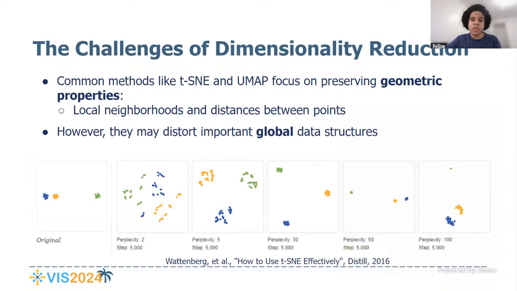However, these methods do not guarantee the preservation of global structure or the overall shape of the data, leading to potential misinterpretations. Here we have 5 different t-SNE projections from the same dataset. Each one can lead inexperienced users to different conclusions.